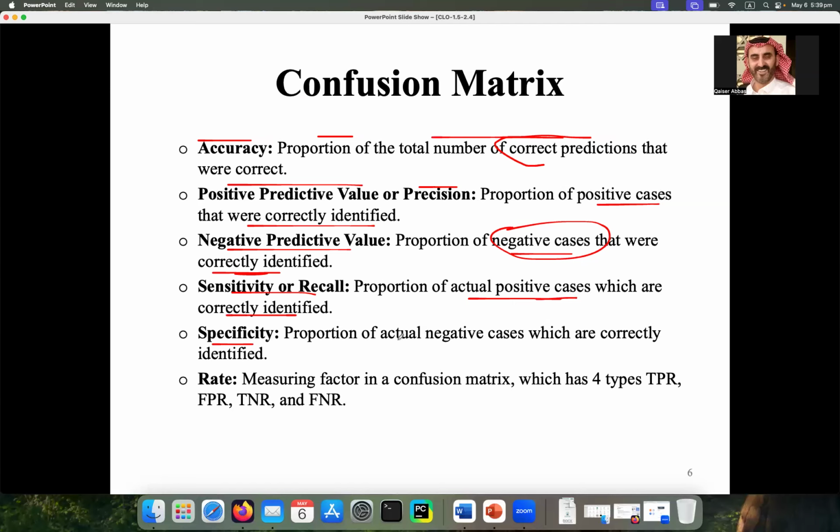Specificity is what? Proportion of actual negative cases which are correctly identified as negative. And then rate. So what is rate? It is a measuring factor for the confusion matrix, and it has four types: TPR, FPR, TNR, FNR. These are abbreviations of something. You will see what those abbreviations are. That is not difficult. True positive rate, false positive rate, true negative rate, false negative rate.